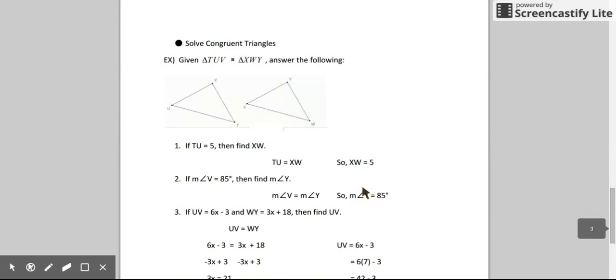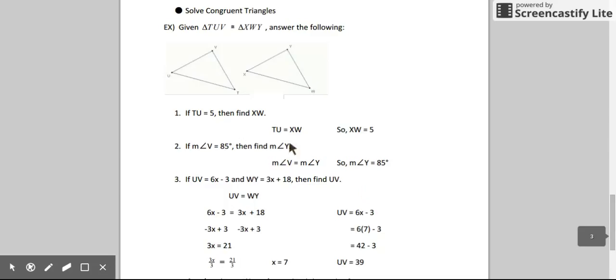So now let's practice using this idea that corresponding pieces are congruent. And now we can solve for some measures here. So given these two triangles are congruent, then the corresponding pieces must also be congruent. So if the distance from T to U is 5, and that corresponds to XW, then the distance from X to W must also be 5. The measurement of angle V is 85 degrees, and angle V and angle Y correspond, they must be congruent. So angle V is congruent to angle Y. If V is 85 degrees, angle Y must also be 85 degrees.